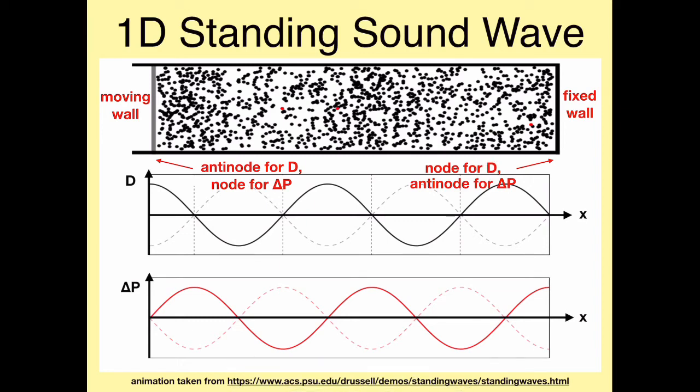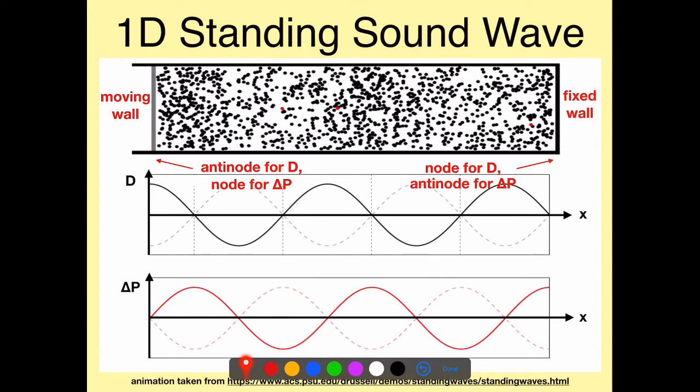On the other hand, if we look at the left end where we have a movable wall, these molecules are perfectly free to move back and forth. So that's what we would call an antinode for displacement at the left end. So you see what's going on here? We have a node for displacement at the right, an antinode for displacement at the left.